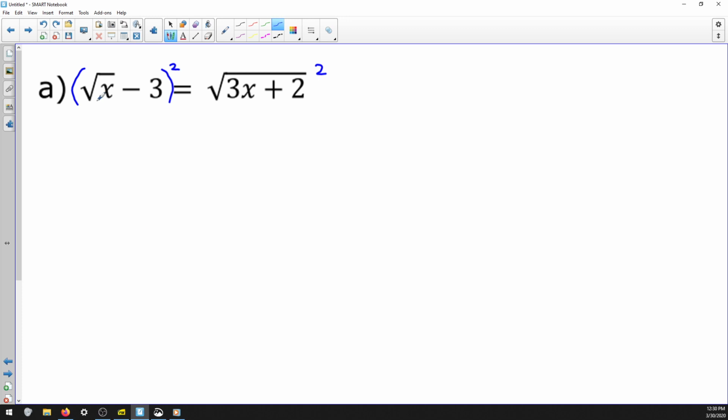Here's what ends up happening. On the right-hand side, something nice happens. Square root and squared cancel, and I just get 3x plus 2. The left-hand side, however, is not all that nice. So I'm going to do my side work over here and say root x minus 3 times the other root x minus 3, because that's what square means. It means multiply it by itself.